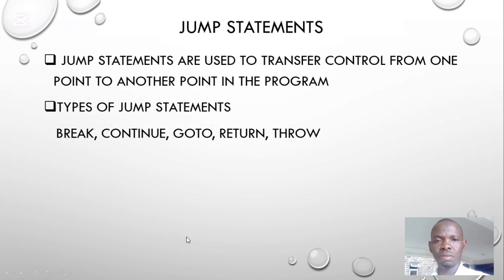Then we have jump statements. Jump statements are used to transfer control from one point to another point in the program. We have different types of jump statements: a break statement, a continue statement, the goto statement, a return, and throw exceptions. We are going to see how to practicalize all these illustrations in the next video.